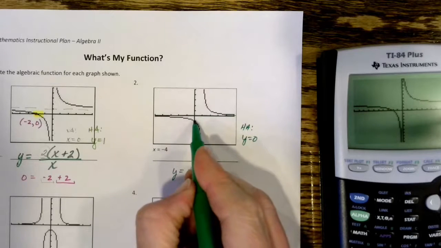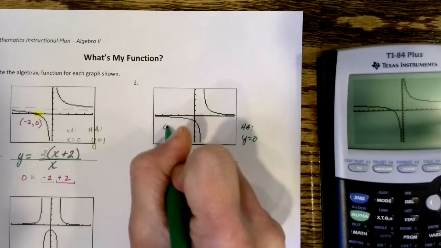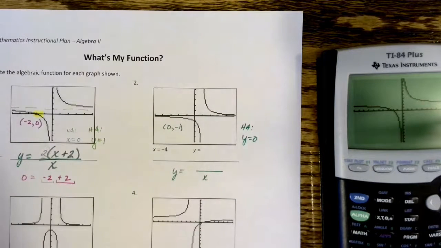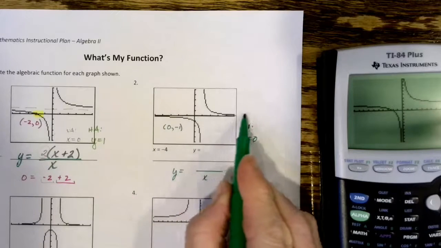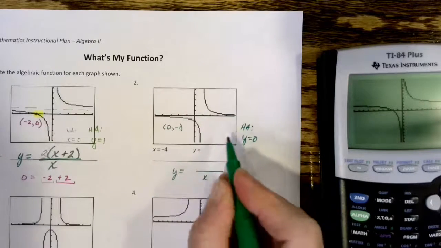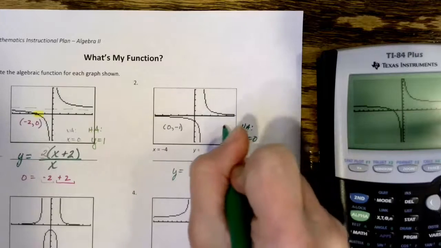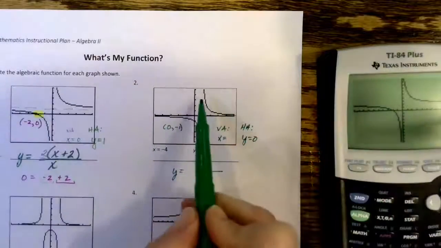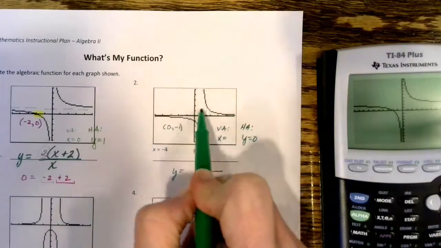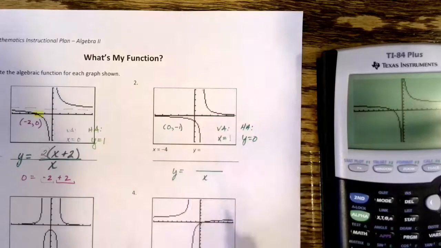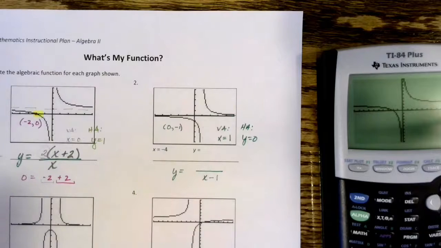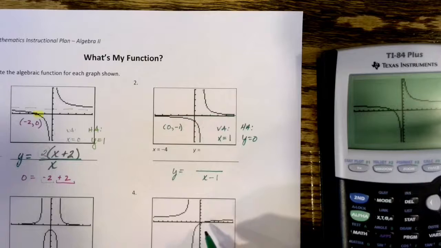When you look here, I have a y-intercept of 0, -1, and it doesn't look like I have any x-intercepts. And when I look here, I see a vertical asymptote at what looks like x is equal to +1, which means that down here x cannot equal +1 because that makes that a value of 0.